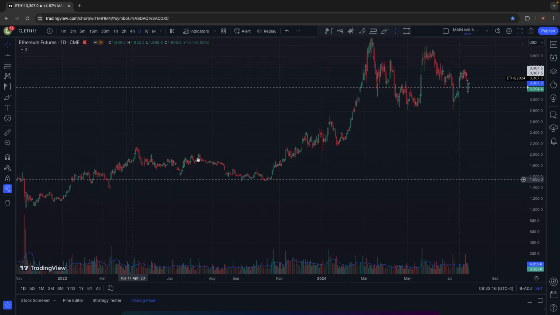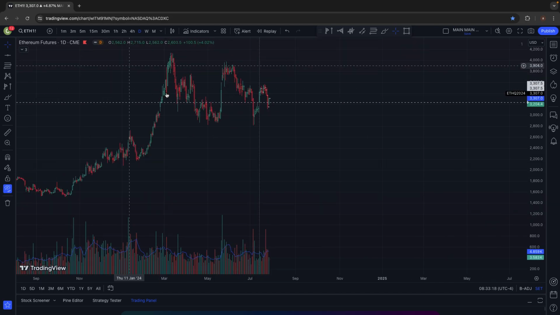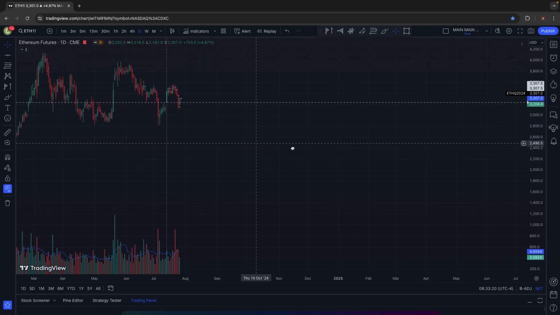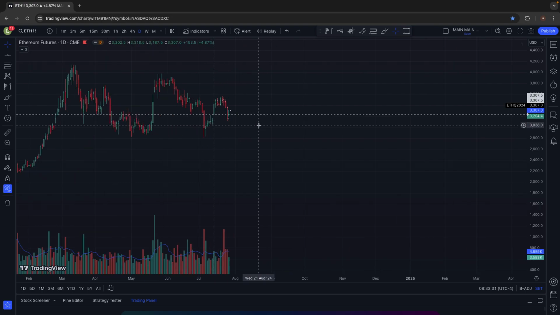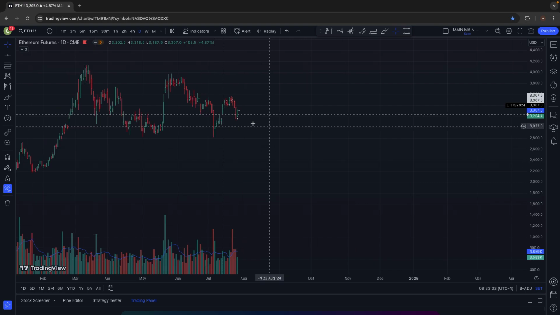Gap, a gap. Okay, enough of that nonsense. So ETH gap filled. There was one more gap a little bit lower if you look over here around 3,000. So if we come around 3,000, it's a buying opportunity.